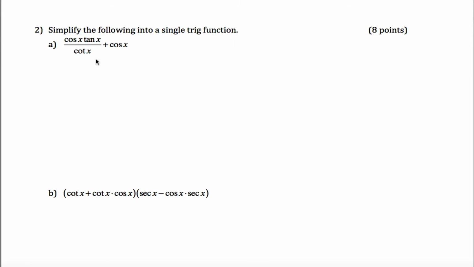Page 2, given a bunch of trig expressions and asked to simplify them. Okay. So in this first one, I got cosine of x times tangent of x divided by cotangent of x plus cosine of x. Well, there's a few things you could do here. To me, what I would probably do is recognize that there's a cosine in each of these terms. So maybe I'd factor out a cosine of x. And then what I would have left would be tangent of x divided by cotangent of x plus 1.